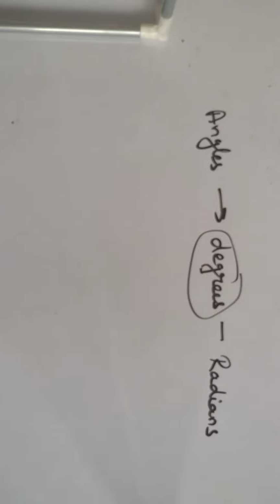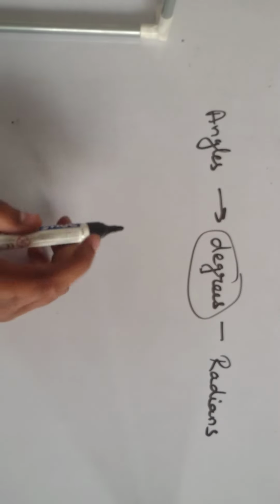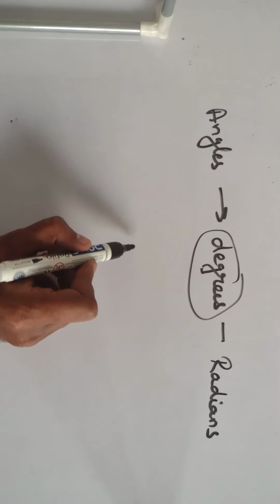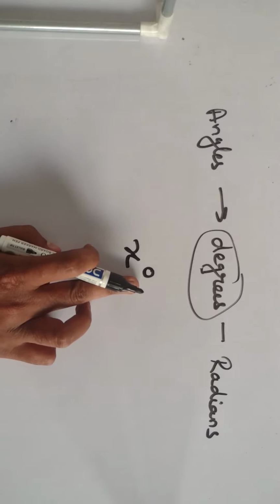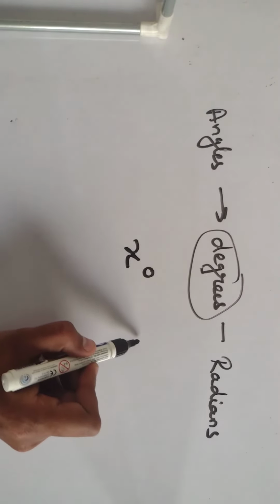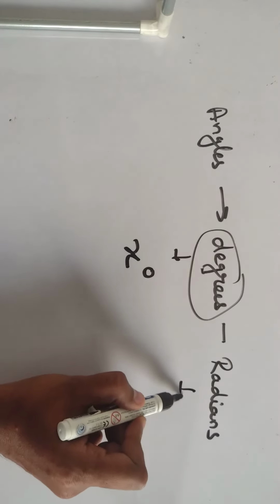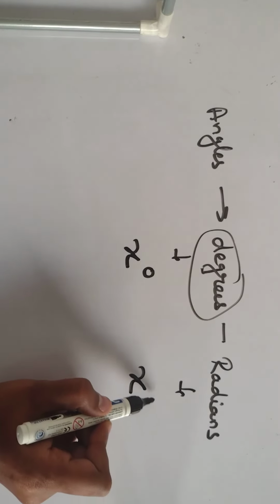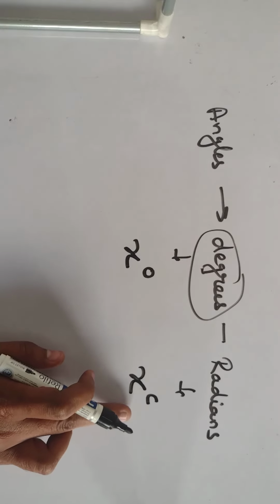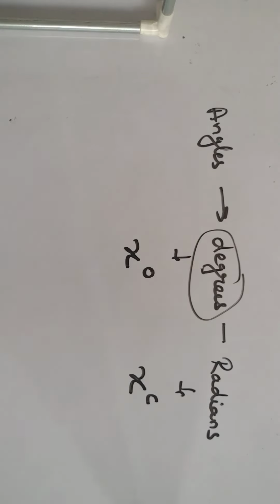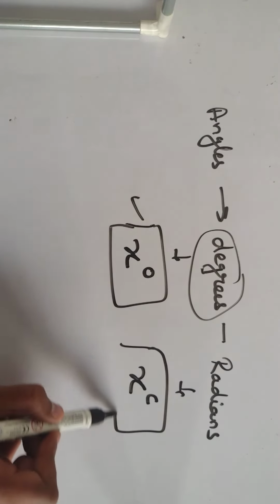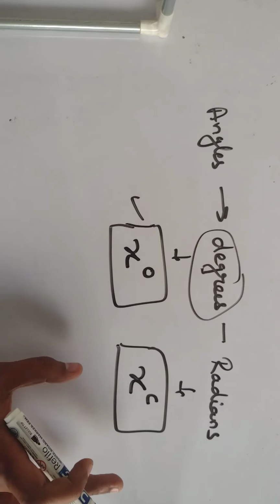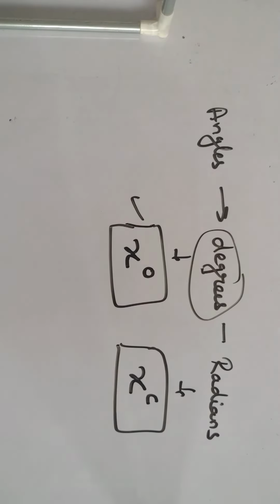First of all, we'll see the symbols. If any angle is measured in degrees, how will you show this? In the superscript, in the power, you put a small zero or o. But if the angle is measured in radians, in the superscript we put a small c. This is the symbolic representation. Degrees you already know because you have dealt with them since childhood. For radians the superscript is a small c. I hope you got this.